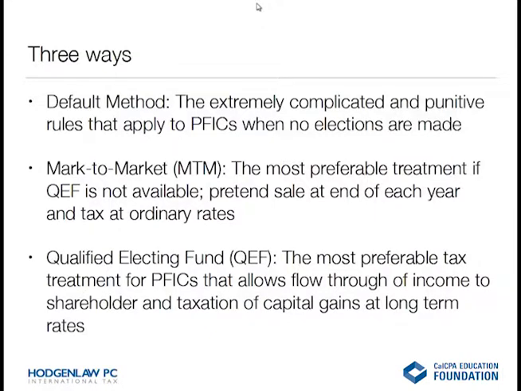Next least bad is mark-to-market. That's going to be the one that we're talking about a lot today. This is going to be the most preferable treatment if QEF is not available, and this requires making a pretend sale at the end of each year and paying tax at ordinary rates, typically not going to be able to take advantage of any capital gain rates. Qualified electing fund, this is usually the most preferable tax treatment, and this will allow flow-through of income to the shareholder, and you get to pay capital gains rates on capital gains.